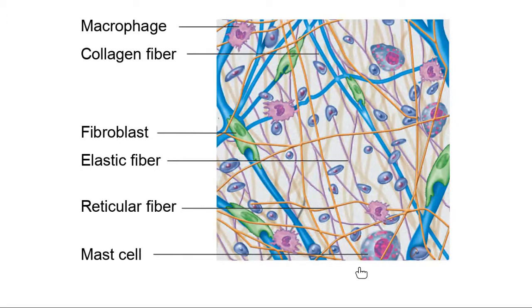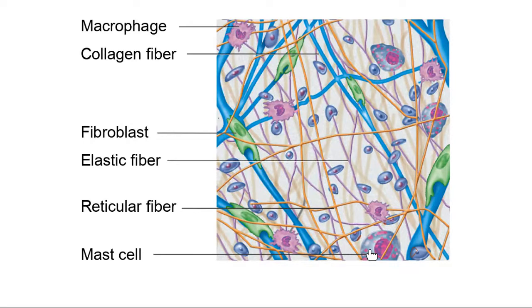You can see mast cells. The mast cells can make inflammation. As you see in this picture, they are full of granules. And these granules contain heparin and histamine. Heparin and histamine can make inflammation.